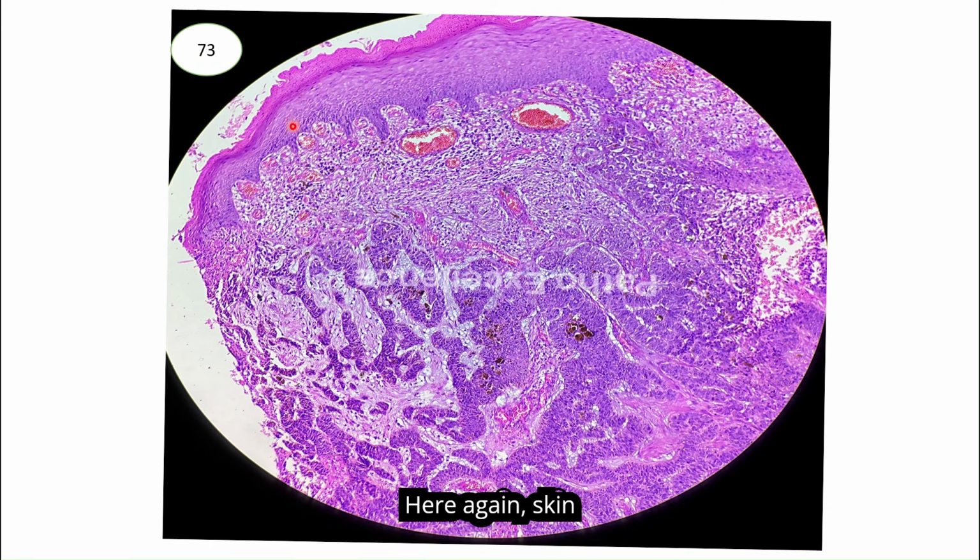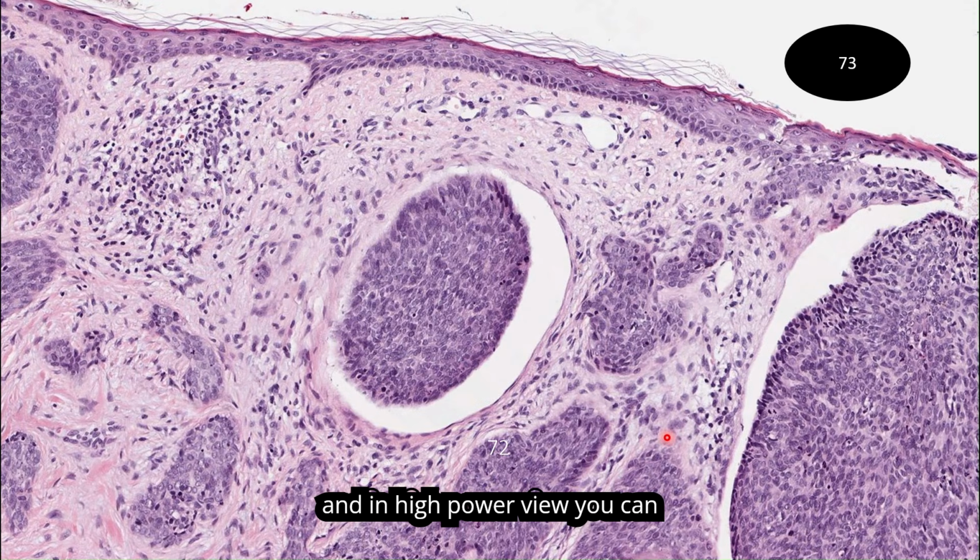Here again skin, normal epithelium. In the dermis you can see blue colored cells showing glandular pattern, and in high power view you can appreciate peripheral palisading, then retraction artifact. So this is the slide of basal cell carcinoma.